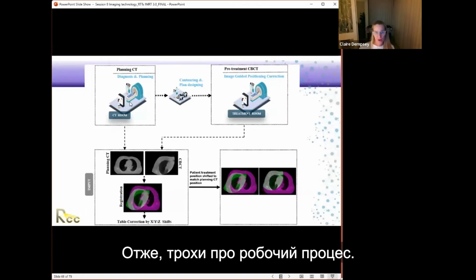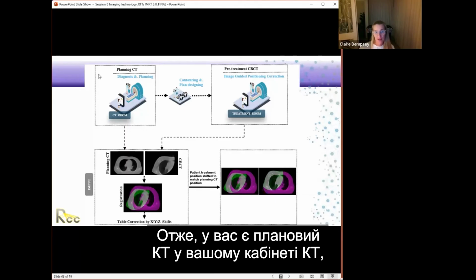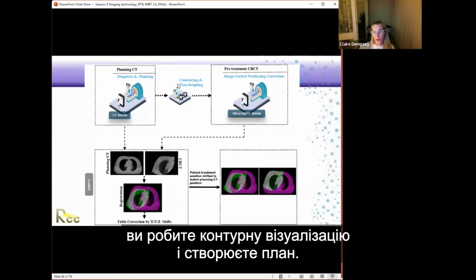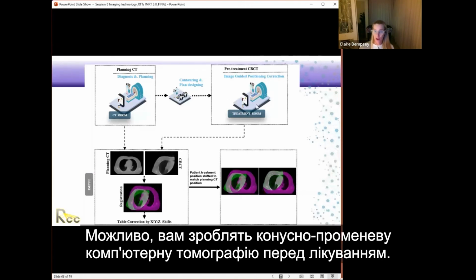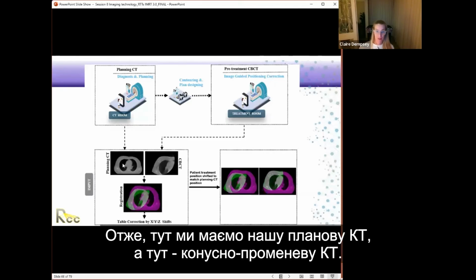So just a bit of a workflow. You've got your planning CT. In your CT room, you do your contouring and you create your plan. Then you'll go to the treatment room. You might have a pre-treatment cone beam CT. So we've got our planning CT here and our cone beam CT here.